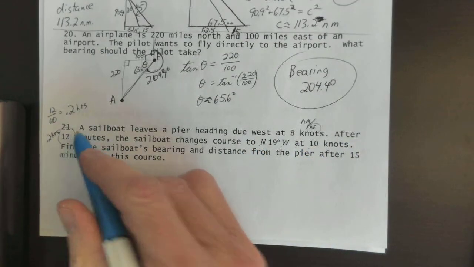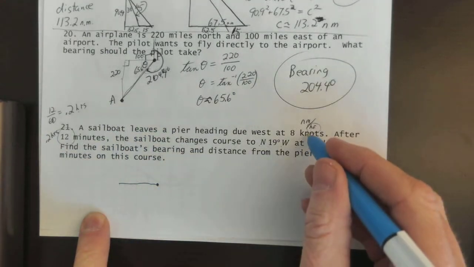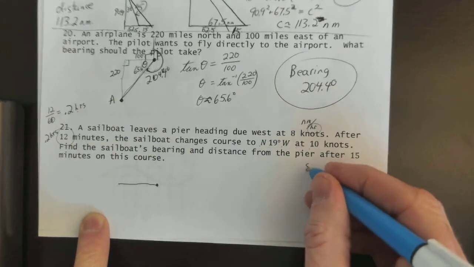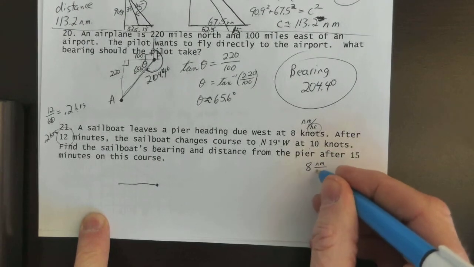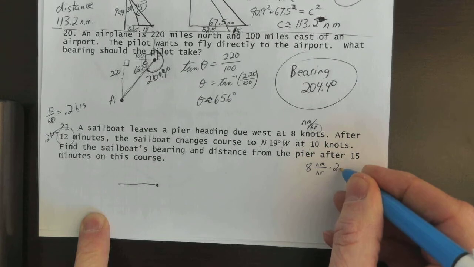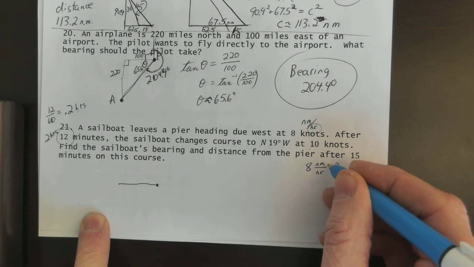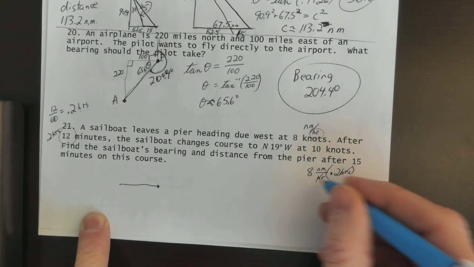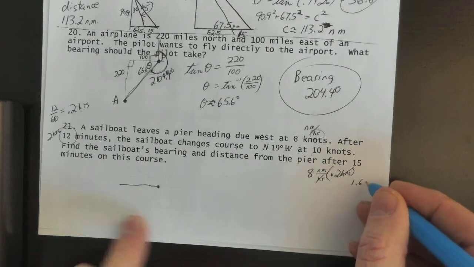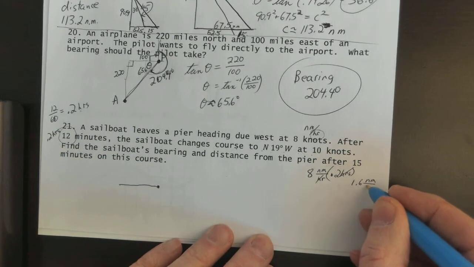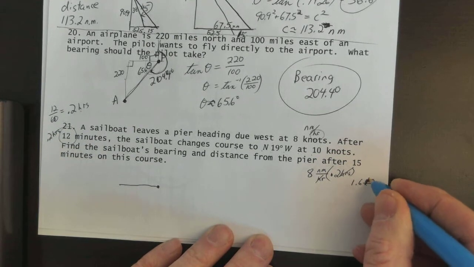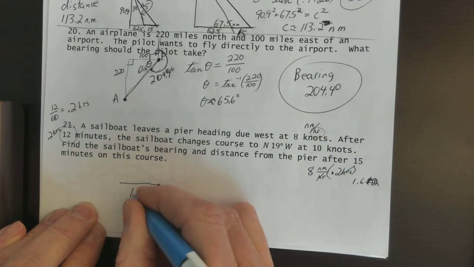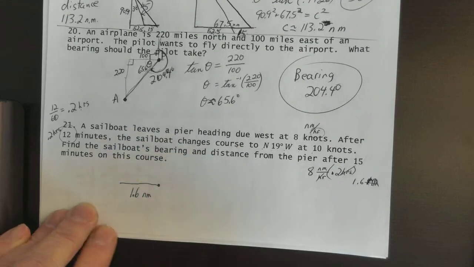Now, 8 nautical miles per hour for 0.2 hours. Times 0.2 hours, that's a decimal, is 1.6 nautical miles. So that's due west, 1.6 nautical miles.